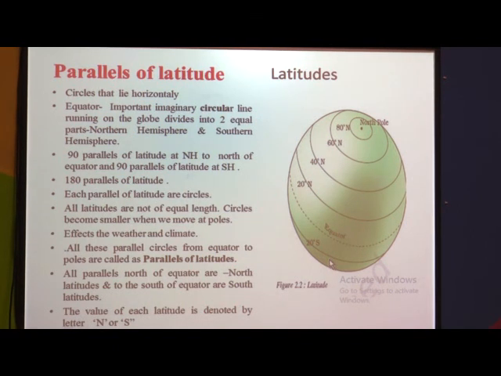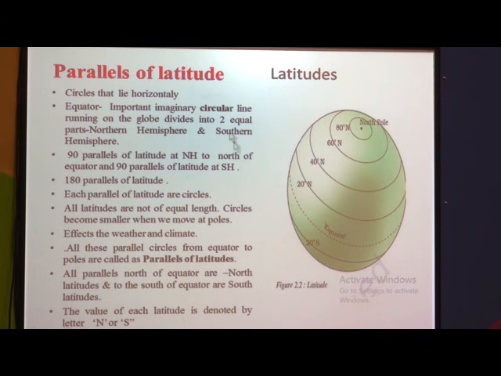So in total there are 90 parallels of latitude to the north, up to the north pole in the northern hemisphere, and there are 90 parallels to the south in the southern hemisphere. And so that's why we get a total of 180 parallels of latitudes. And these circles are not equal in length. Their length goes on decreasing. See the size of the circles, they go on decreasing as they move towards the poles. And this equator is the largest circle on this globe, and its measure is 0 degree.